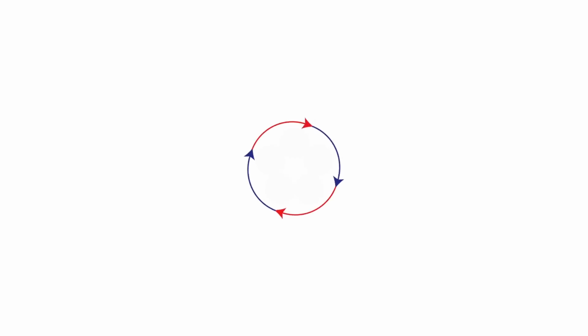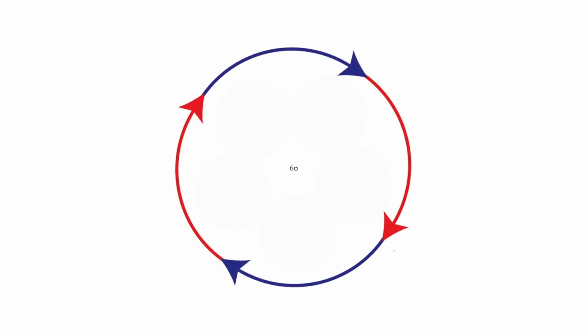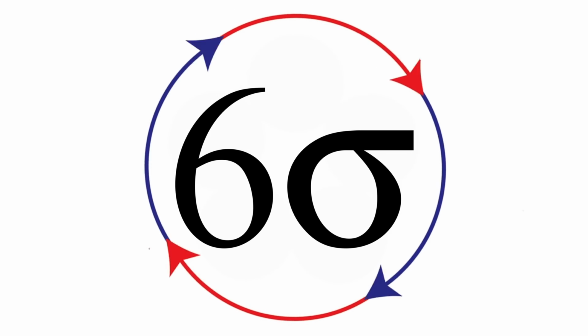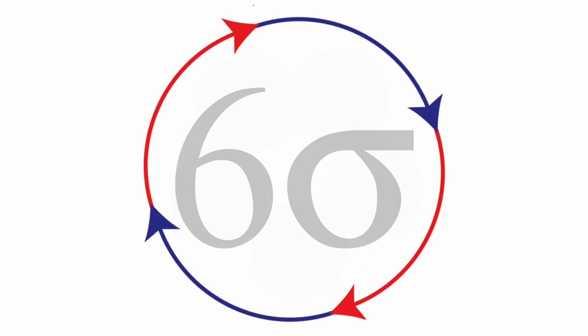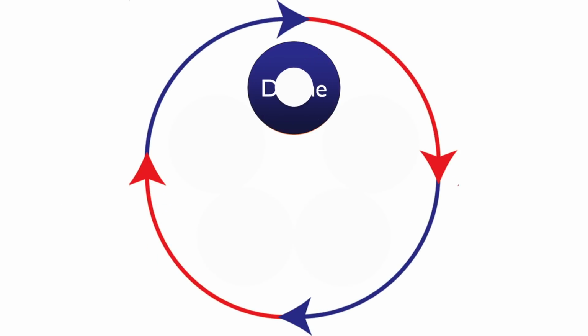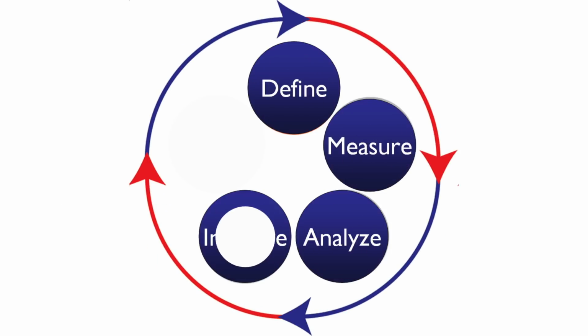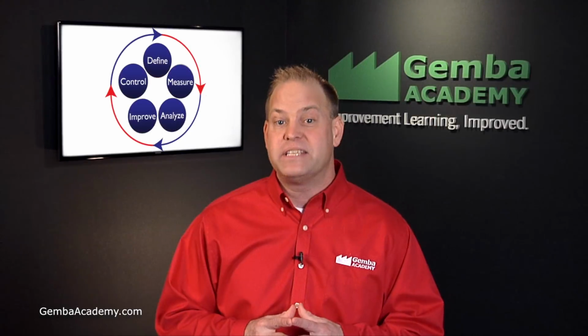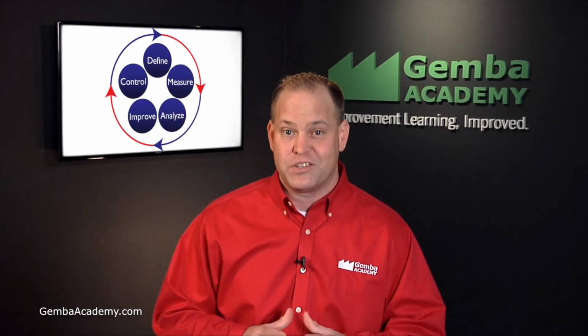Now, another extremely powerful problem-solving approach finds its roots in the Six Sigma methodology. Now specifically, Six Sigma practitioners around the world have used the DMAIC, or define, measure, analyze, improve, and control process to attack problems associated with variation and defects for many years.